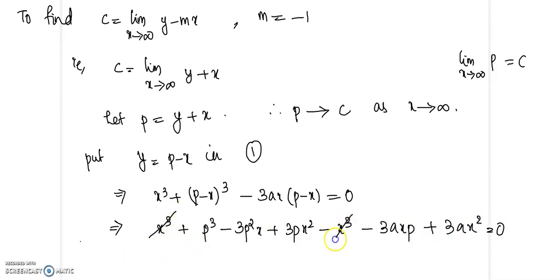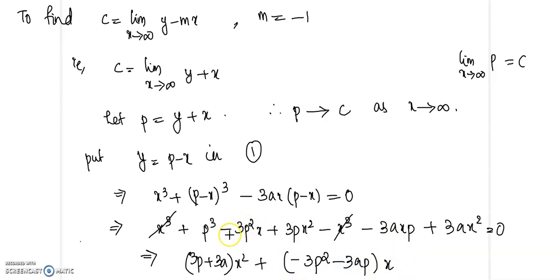So here x cube will cancel off. Then what remains, take the terms with x square first. So that will be 3p plus 3a x square, then the terms with x, minus 3p square minus 3ap x, and the constant term will be p cube. So that is the only constant term. So that is equal to 0.